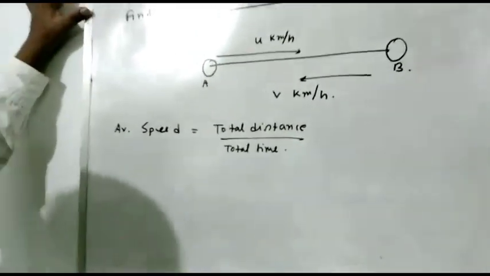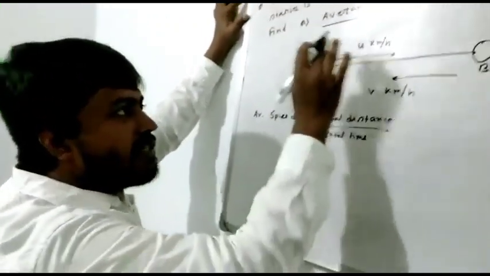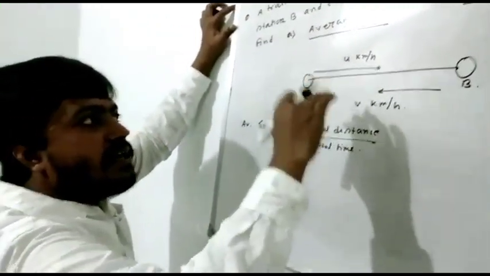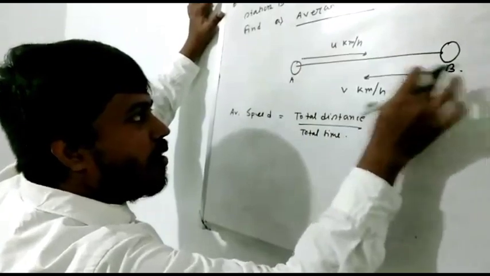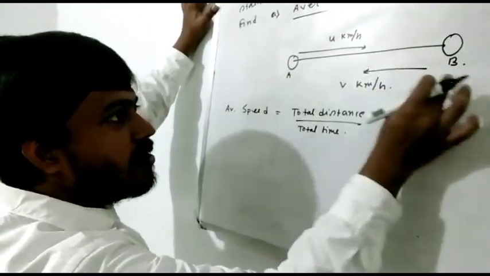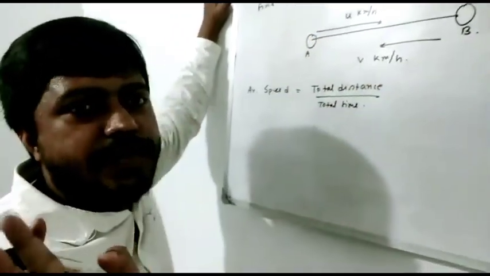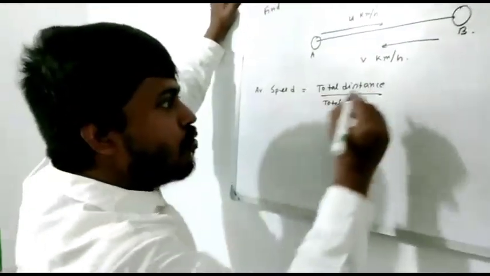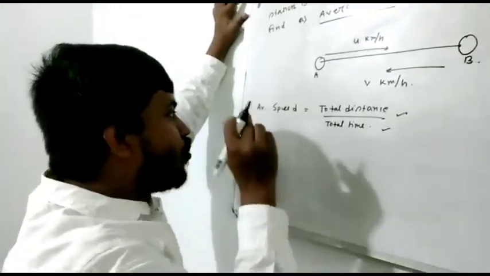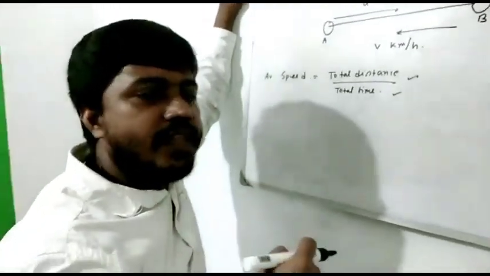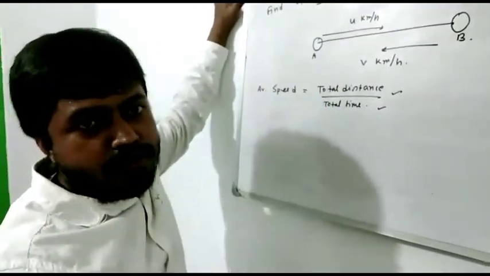Okay, now students, the problem arises: the average speed formula is total distance by total time, but in this numerical only the speed is given. The train moves from station A to station B with the speed u km per hour, and comes back to the same station with v km per hour. Only speed is given, no distance, no time. Now the question arises, how can you solve the numerical? You know the formula average speed equals total distance by total time, but the total distance is not given, total time is not given. So how can you solve the numerical?